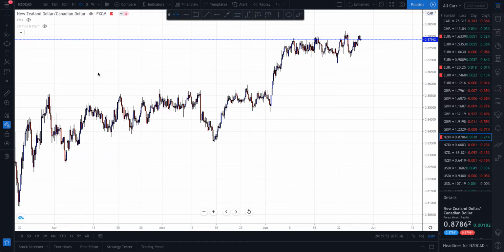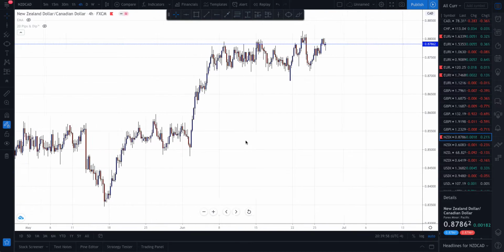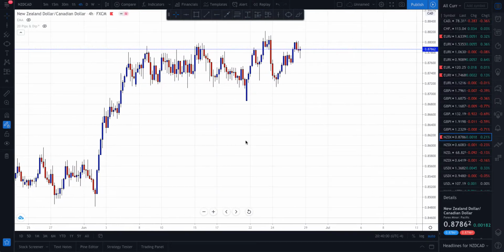Okay, so here we are on the 4-hour chart, 4-hour time frame on the New Zealand dollar, Canadian dollar. We're going to scroll up a little bit to this area of the chart. To a novice trader, this is very, very confusing. But to a more experienced trader, you can kind of see price has, price has come. Let's do something different.